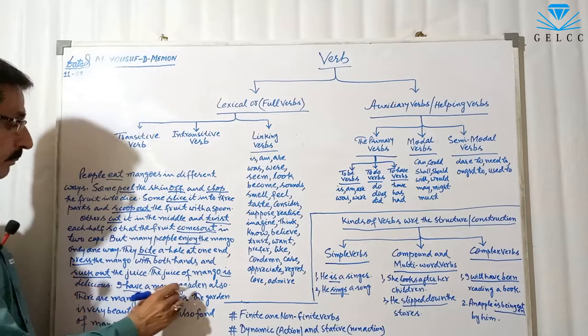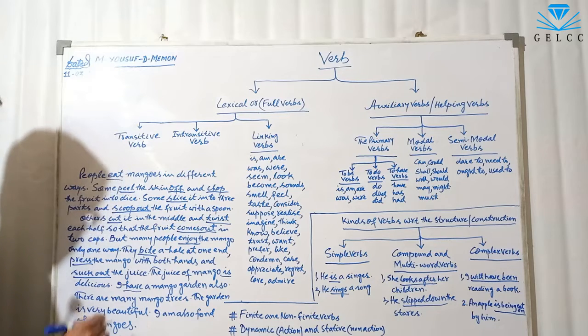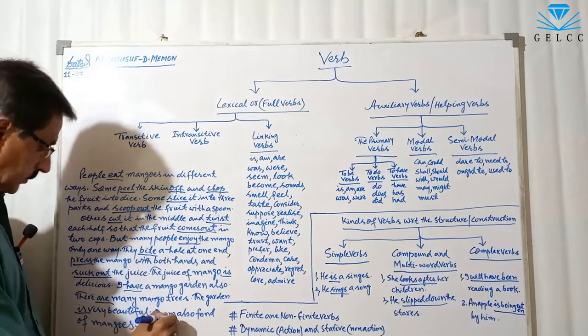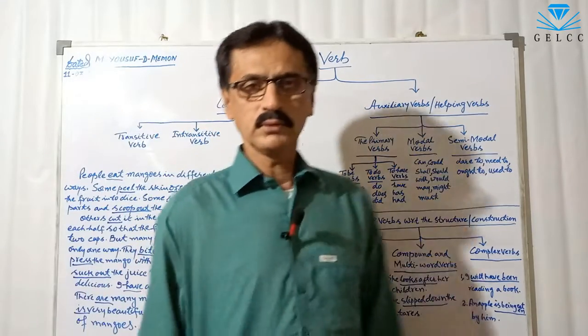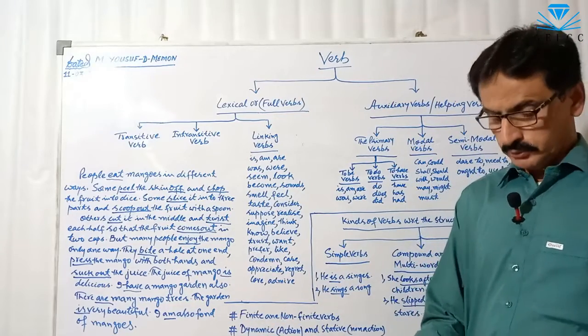I have a mango garden also. Have is also a verb. There are many mango trees. Are is a verb. The garden is very beautiful, is is a verb. I am also fond of mangoes. Am is a verb. These are the verbs which I have underlined in this passage.